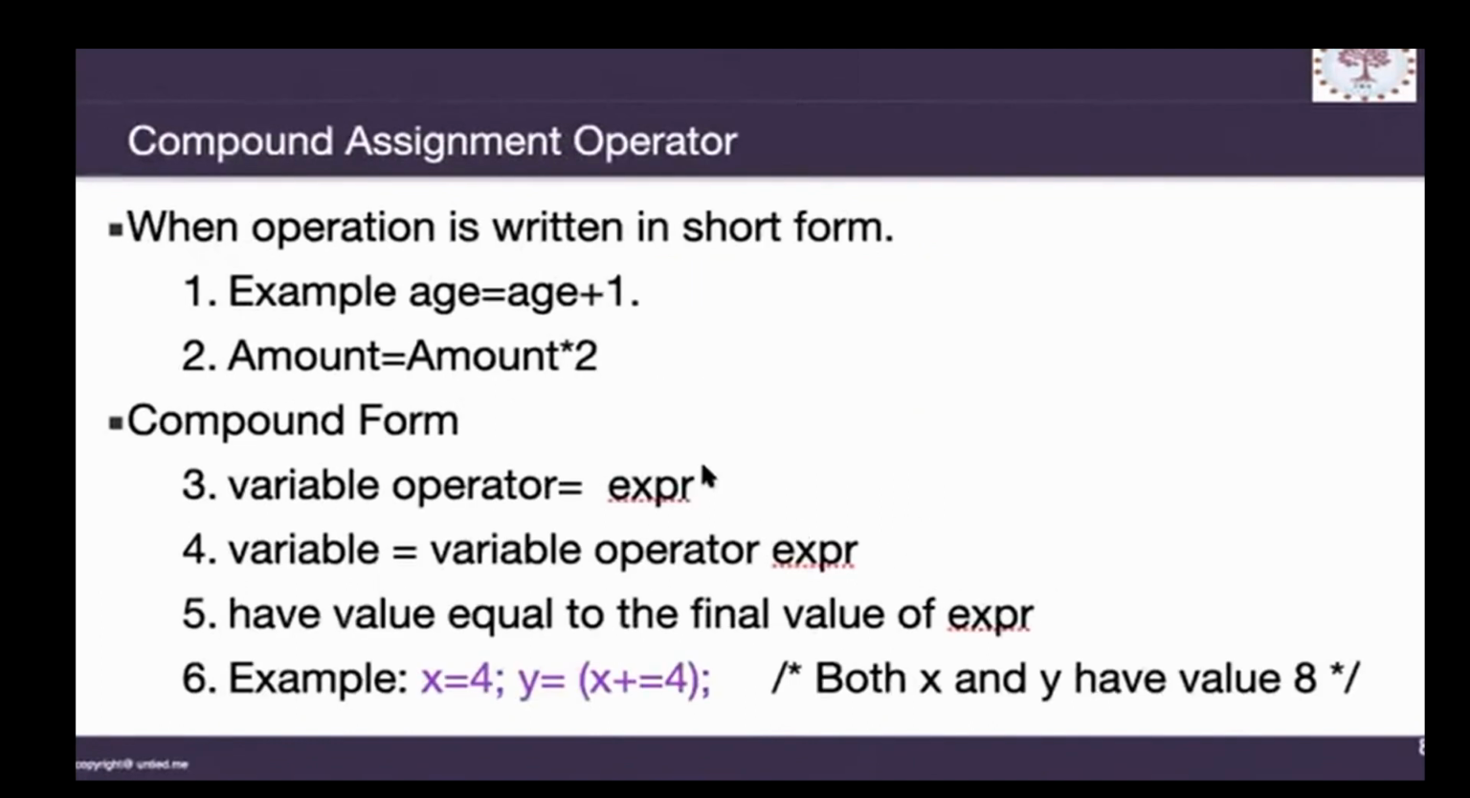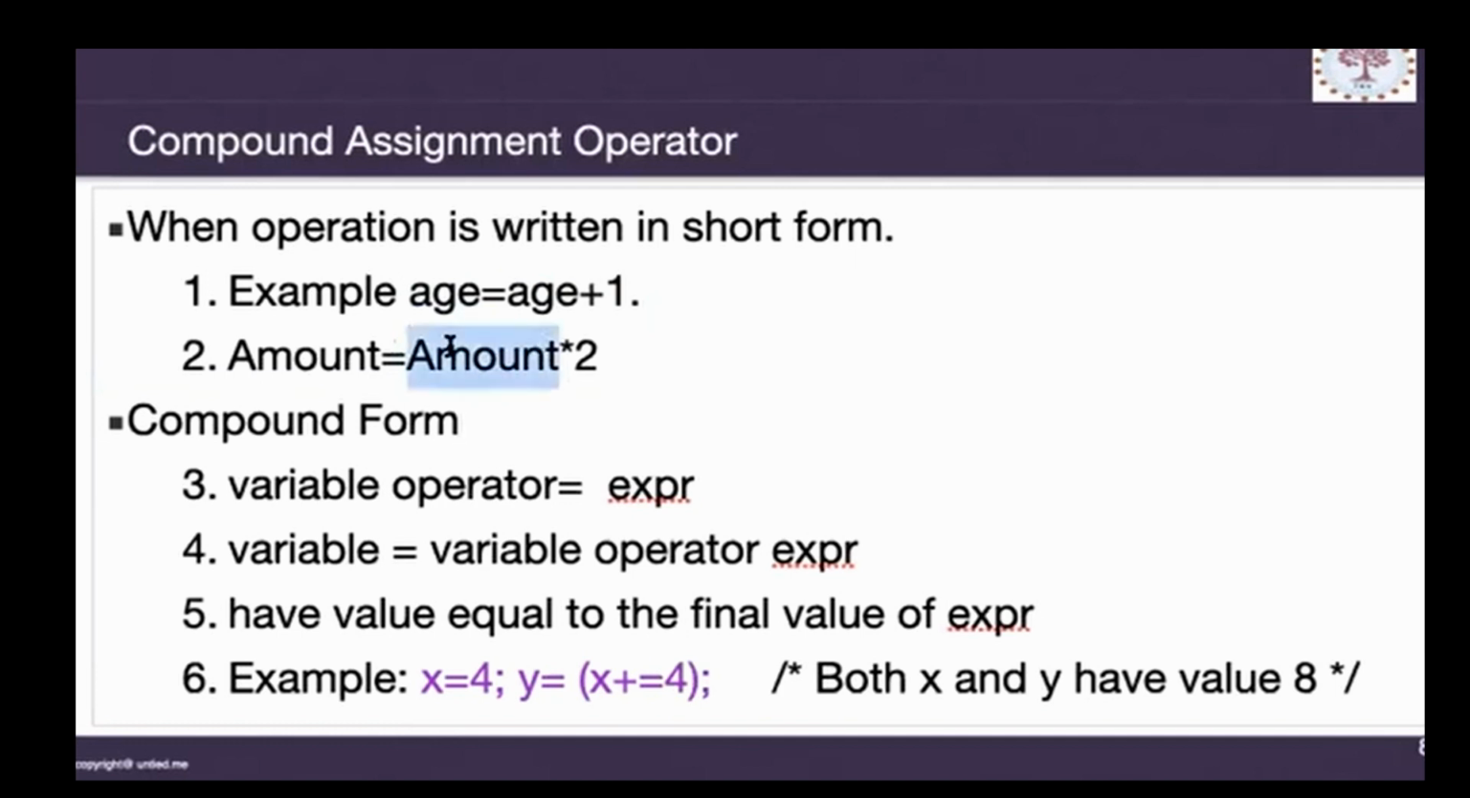So compound assignment operators are operators in which the same variable is involved along with some other operator. For example, if you want to increase the value of any variable by 1, such as age, you can write it as age equals age plus 1. Here it will first take age from the memory, increase it, and then assign it to age.